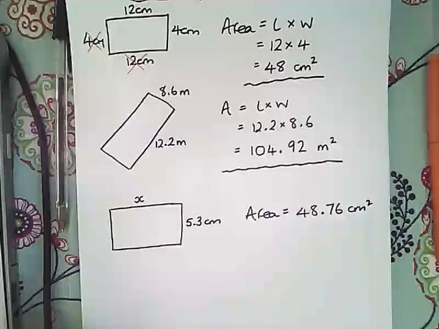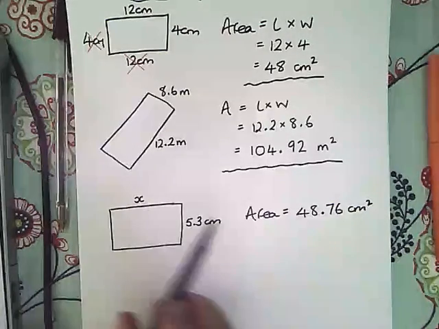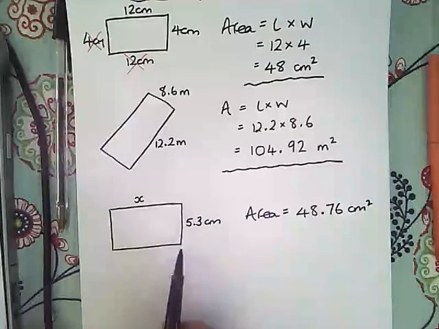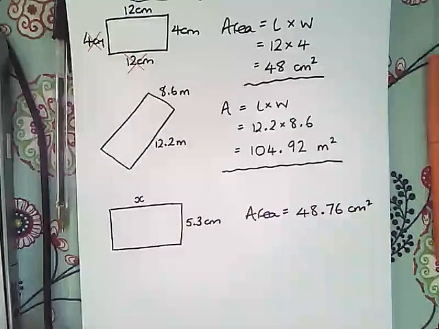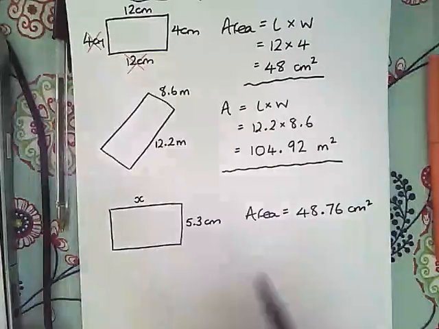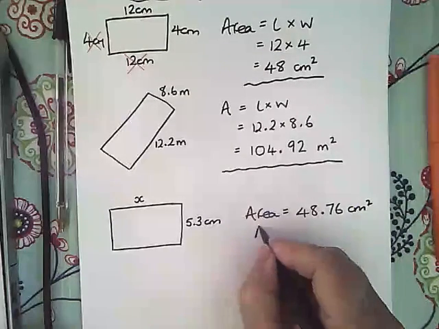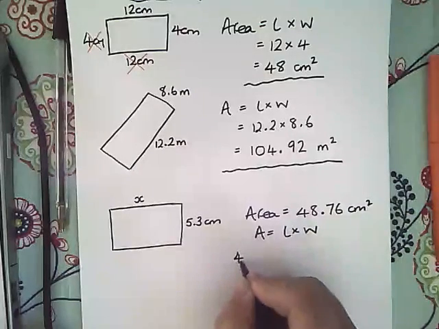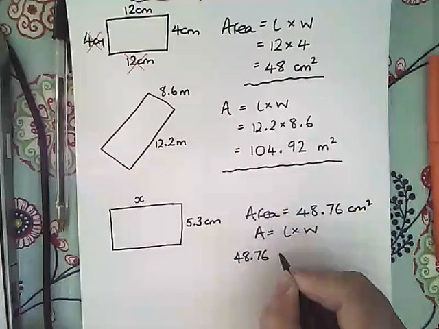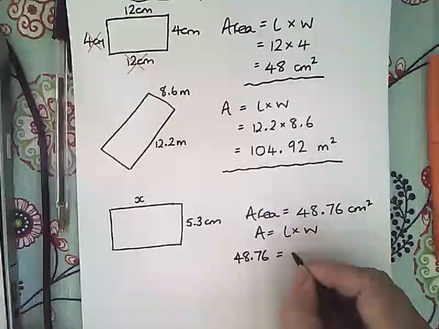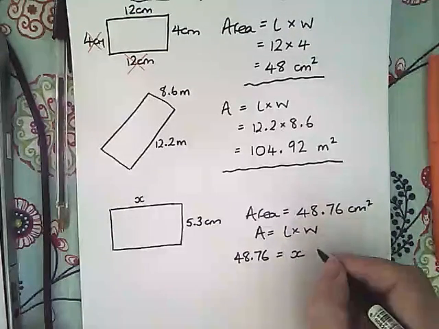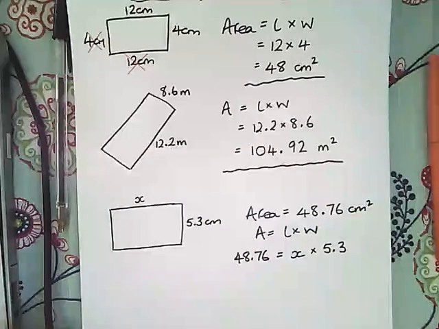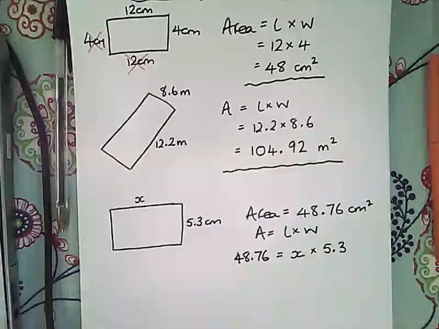So we know that the area of a rectangle is found by multiplying this side length by this side length. So we write down what we know with the numbers we have been given. The area is equal to the length times the width. So that means that 48.76 is equal to x, the length we don't know, times by 5.3. Now we want to do something to try and find out what x is.